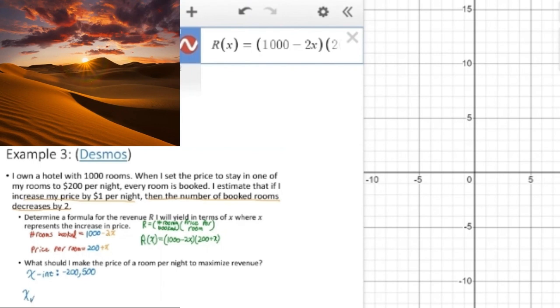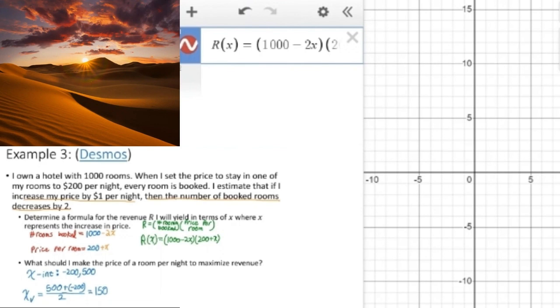Since they're referring to the maximum revenue, we do want to try to find the vertex. To find the x component, we'll average our two x-intercepts, meaning we're going to add the two x-intercepts together and divide them by 2. And when we do, we get the x component of our vertex is 150. Do I need to know the y component of my vertex? No. They're asking, what should I make the price per room to maximize the revenue? They didn't ask us what our maximum revenue would be. So my revenue will be maximized when x equals 150.